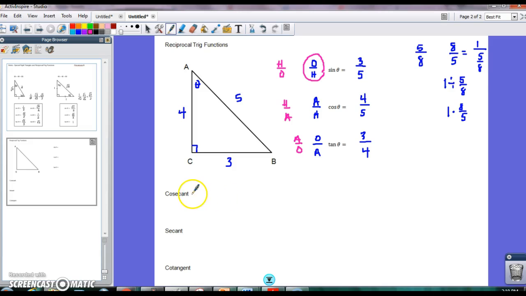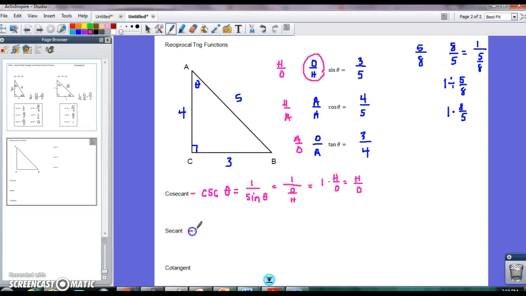Let's start with cosecant, which we abbreviate as CSC. So the cosecant of an angle is the reciprocal of the sine. So that would be 1 over the sine of theta. Well, the sine, remember, is opposite over hypotenuse, so 1 divided by opposite over hypotenuse is the same as 1 times hypotenuse over opposite, right? So it would be hypotenuse over opposite. Okay, so your cosecant is 1 over your sine, so you flip your sine ratio.